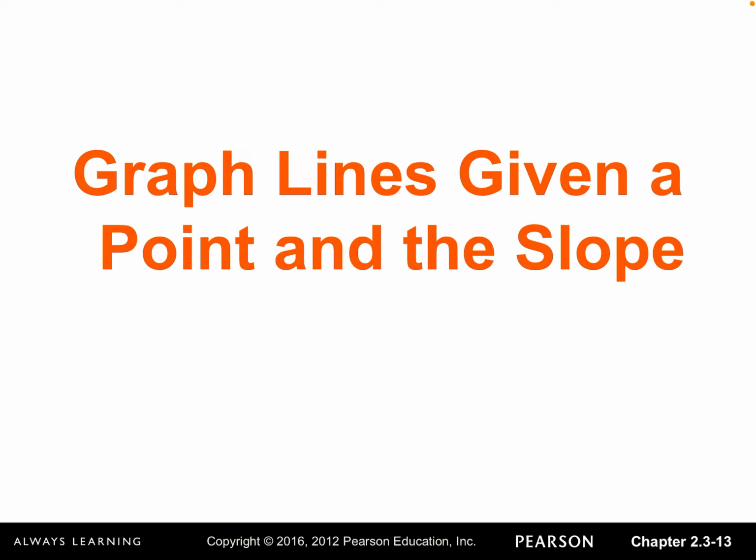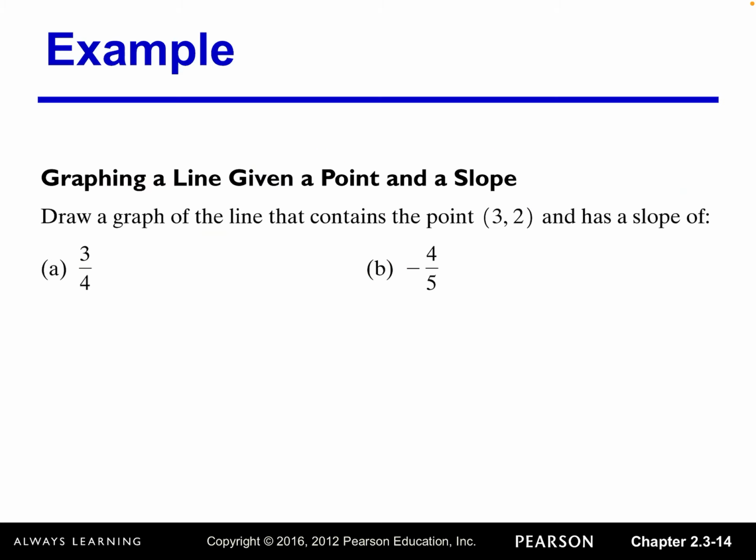Next topic, let's look at how to graph lines given a point and a slope. Draw a graph of the line that contains the point (3, 2) and has a slope of, let's look at A first, 3/4. So given the slope 3/4, by its definition, that's the same as telling us rise over run equals 3/4, right? In other words, every 3 units rise, 4 units run.